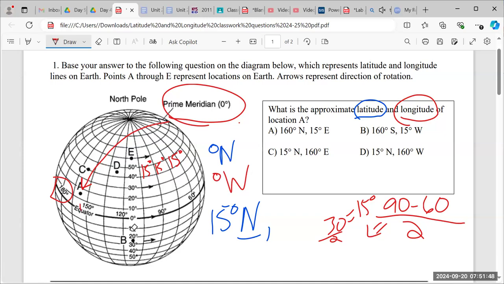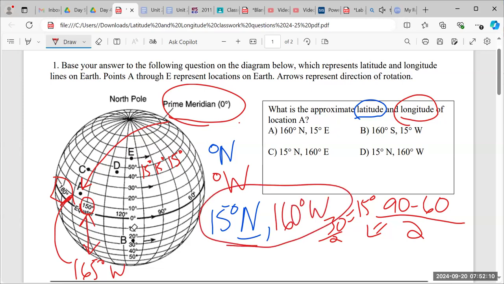Since A is right here next to 150, and this line right here is 165 degrees west, A is in between 150 and 165. It's in between them. So therefore, I'm going to say it's about 160 degrees west. And what answer is that? It's going to be choice D.